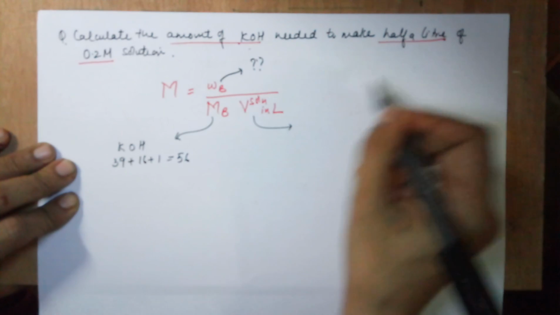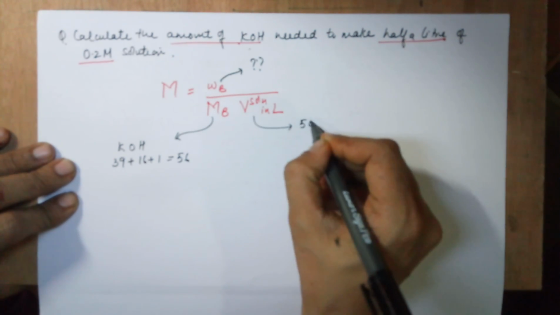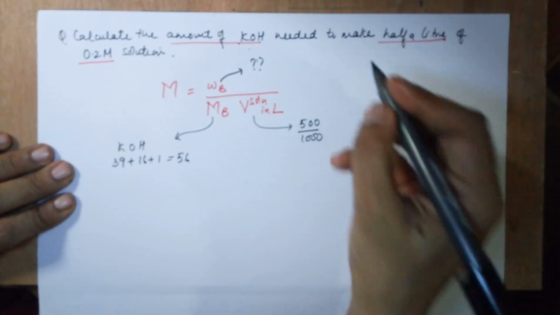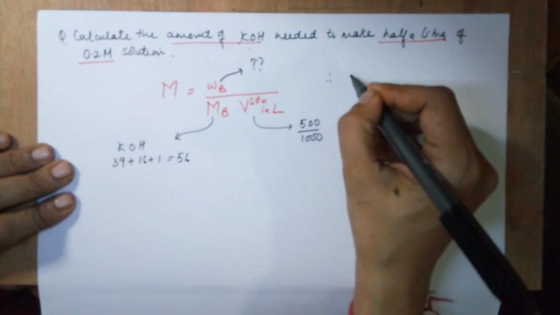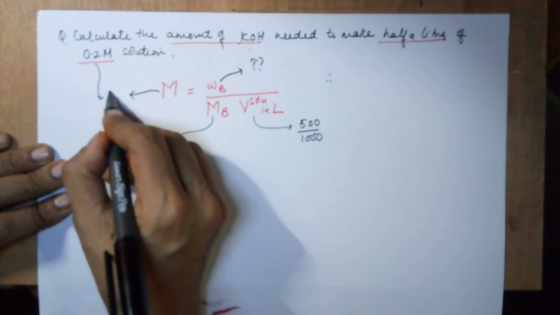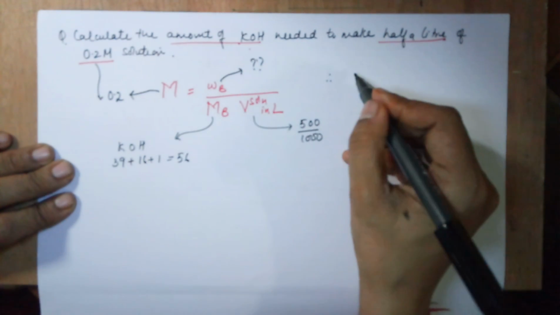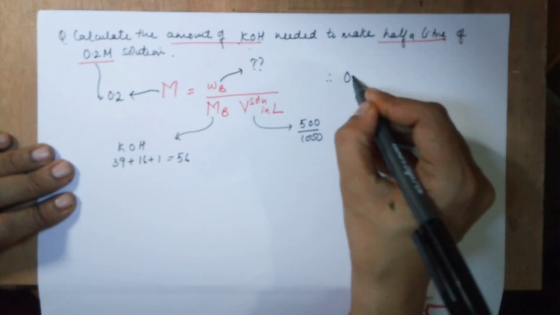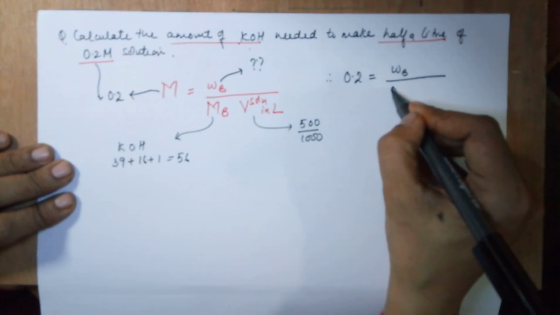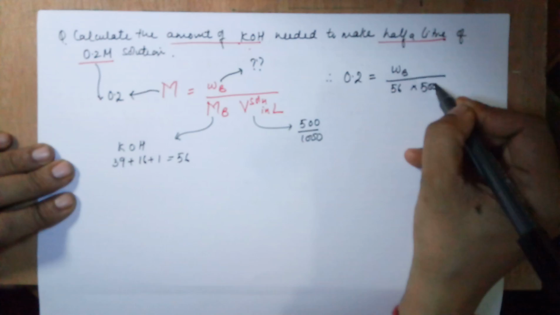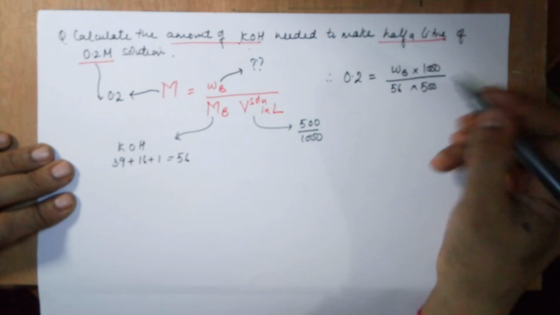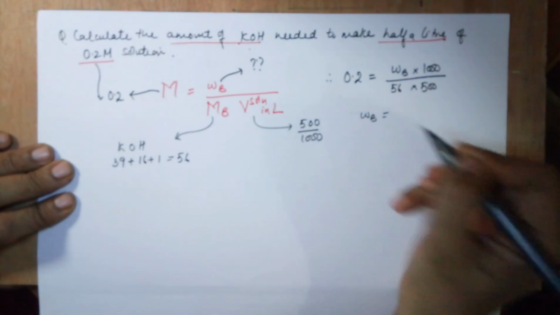Volume of the solution in liter. Half a liter is 500 ml. So 500 ml, or else you put it as 0.5. That's up to you how good you are in maths. Substituting the values, you're still left with capital M. Molarity was provided to you, hence it is 0.2. So your workup becomes 0.2 is equal to WB you need to calculate upon 56 into 500 and you have 1000 in the numerator. Calculating the value of WB from the above.